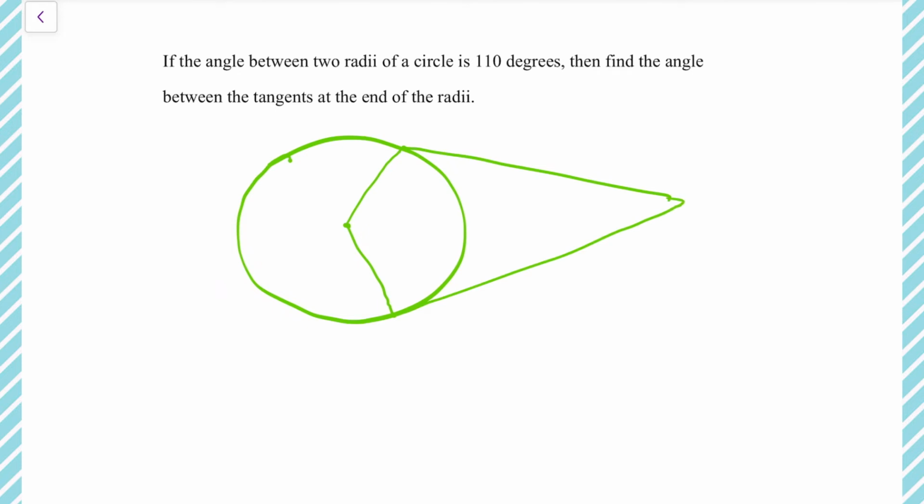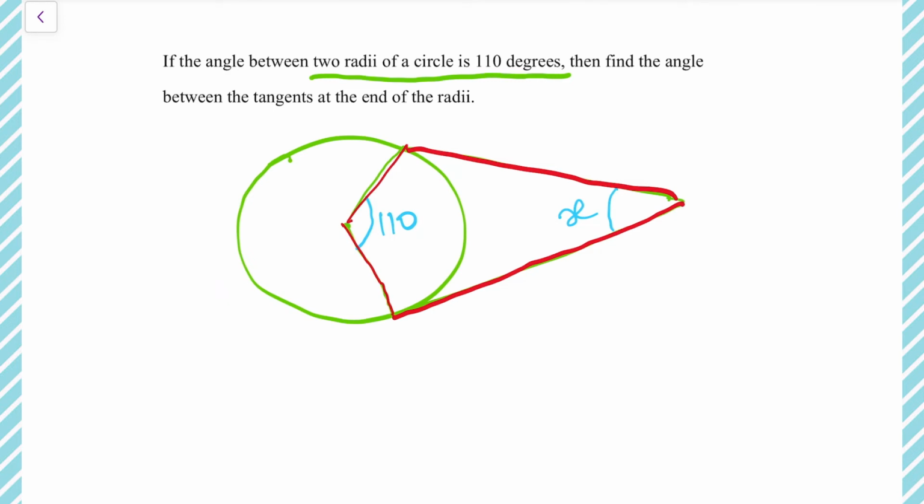So he's saying that the angle between two radii of a circle is 110 degrees. So this is given as 110 degrees. Then find the angle between the tangents at the end of the radii. So he's asking to find out this angle. This is one side, second side, third side, fourth side. So the figure has 4 sides, which means it is a quadrilateral. Sum of all the angles in a quadrilateral is 360 degrees.